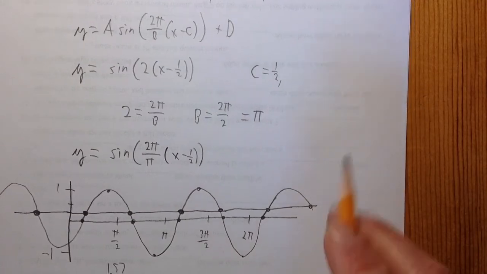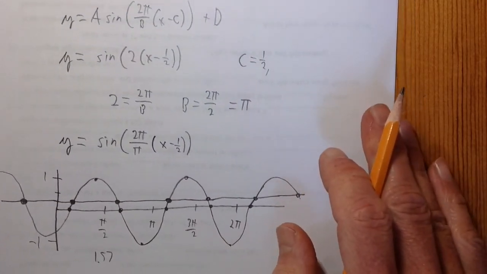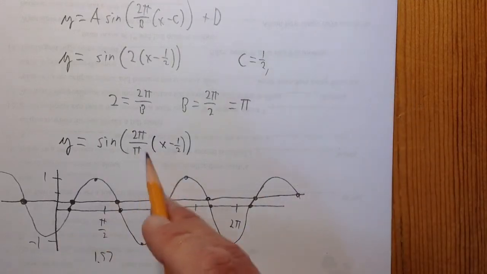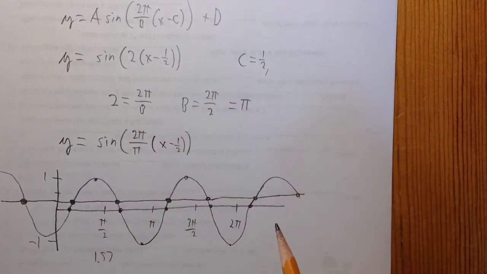Yep, so that's kind of the idea with these. If they give you a cosine, you should change it to sine. Well, you don't have to, but that's one way to do it, to write it in standard form, is to change it to sine. Okay, so that's the idea here. Yeah, that's how you do these.